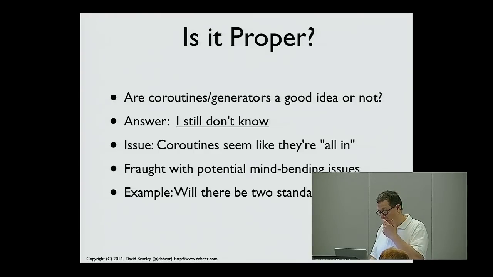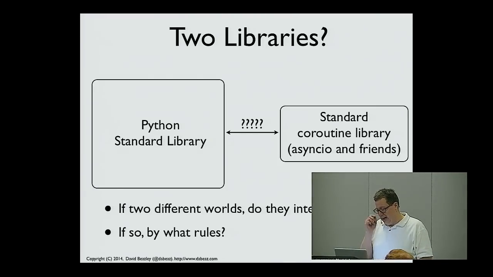And one of the things I wonder about is, is it going to result in two standard libraries? Could you have a situation where there's the Python standard library, and then there's this other standard library that's all coroutine focused, maybe growing out of asyncio or something like that? If that happens, what are the rules by which they interact? What's the interplay there? I don't know. It's so new, so bleeding edge. I think it'll be interesting to see how that plays out.